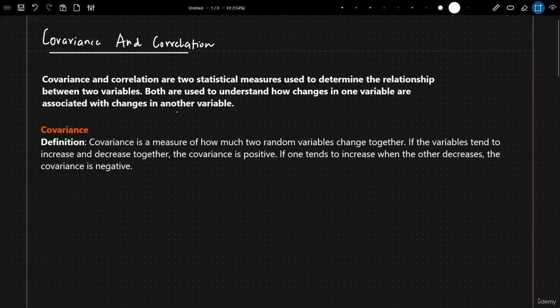Hello guys, so we are going to continue the discussion with respect to statistics, and in this video we are going to discuss a very important topic which is called covariance and correlation. In this video, the agenda will be that we'll try to understand covariance, what exactly covariance is used for.